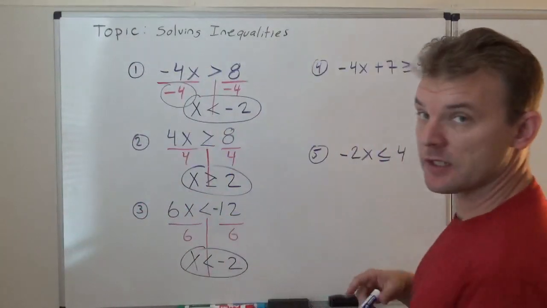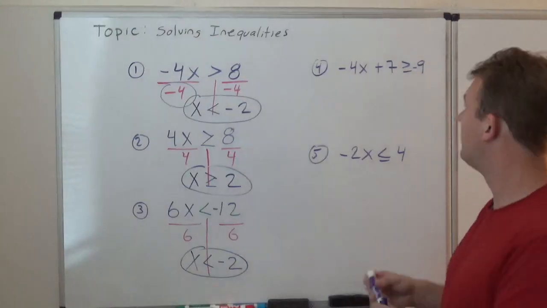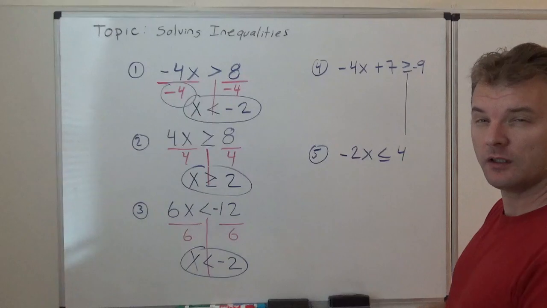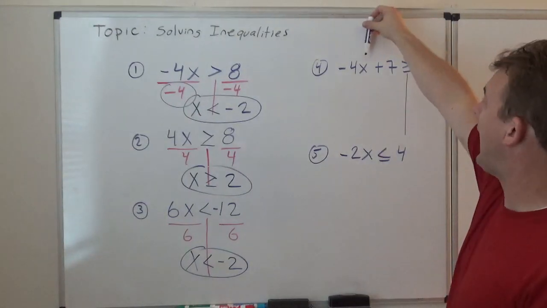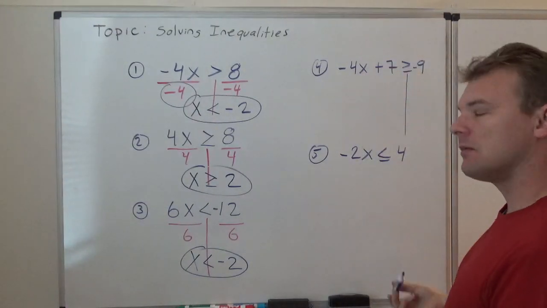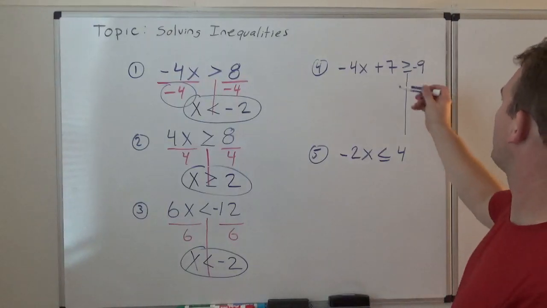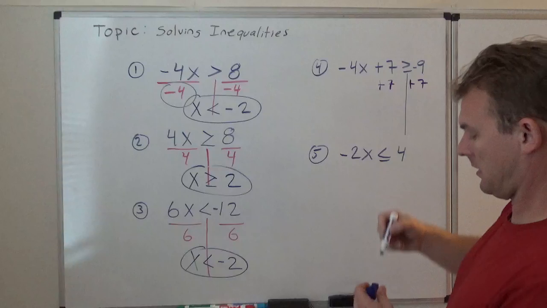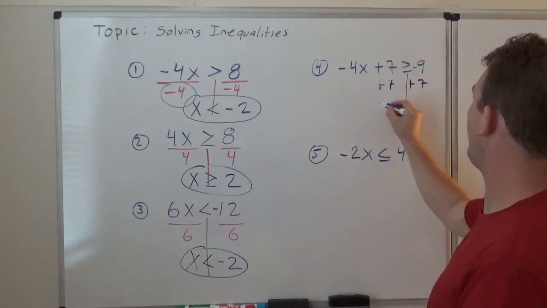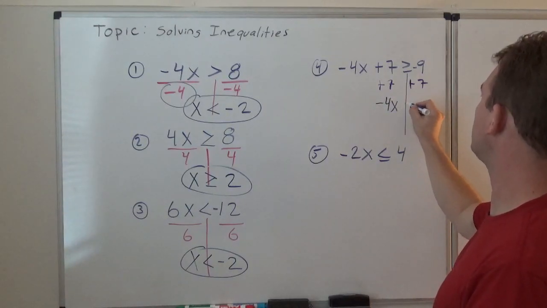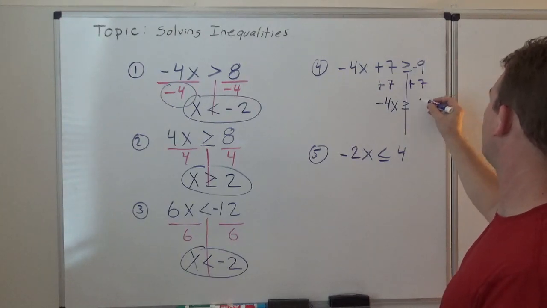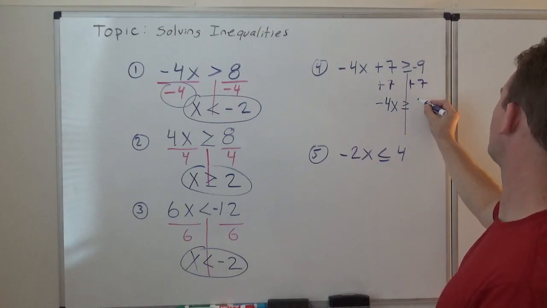Okay. Look at number 4. Do you remember how to do this? It's a little bit longer, but here's your line. What do we do first? We're trying to solve for that x. So maybe you can remember this, that we're going to add 7 to both sides. And then that -4x goes here. We still have that greater than or equal to. And then we have, what is that? 2?